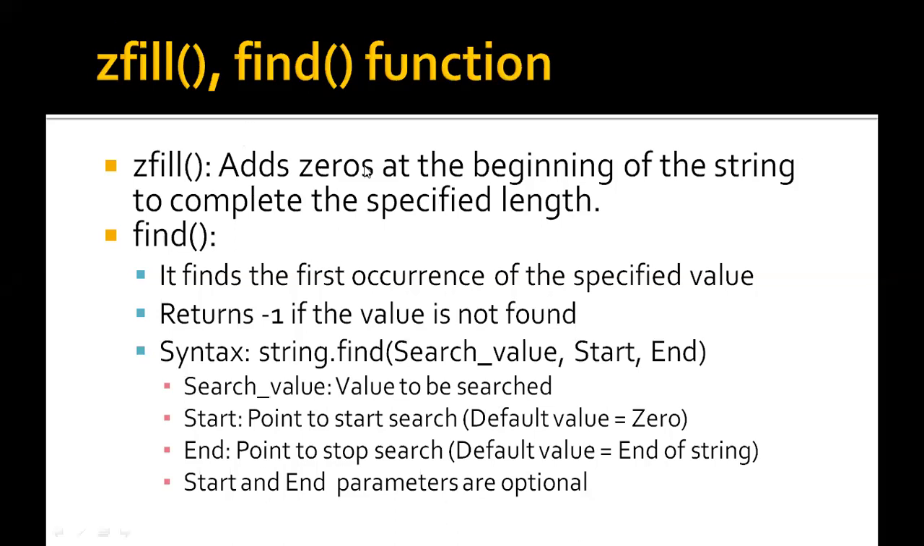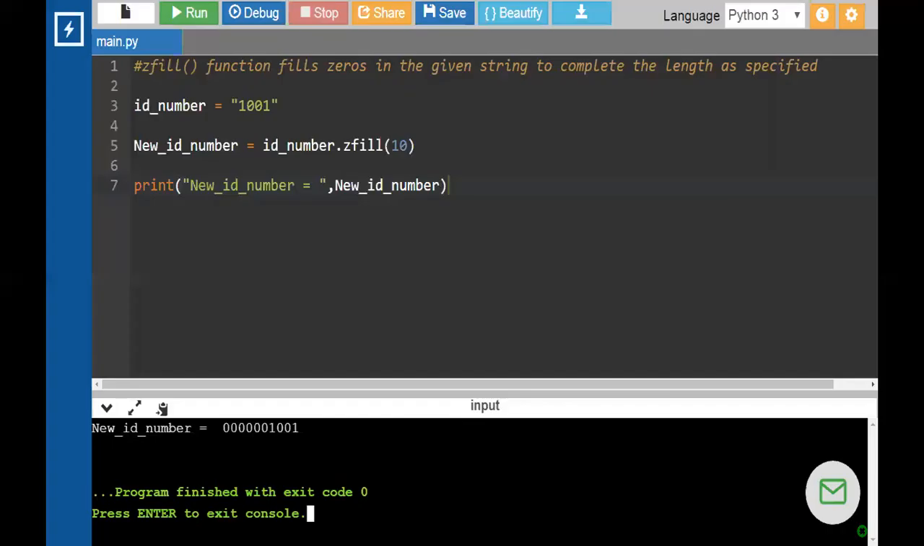The zfill function adds zeros at the beginning of the string to complete the specified length, and find function helps to find the first occurrence of the specified value in our string. When find function fails, it returns -1. This is the syntax: string.find. It has got three parameters: the value to be searched, then start and end. So this start and end specify the starting index and end index in which we want to search our value. Both these start and end parameters are optional, whereas the search value is mandatory to the find function.